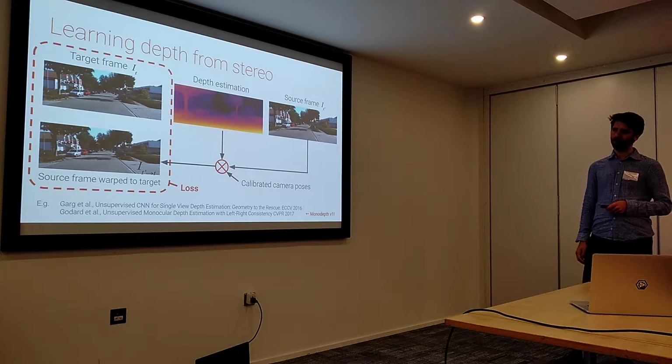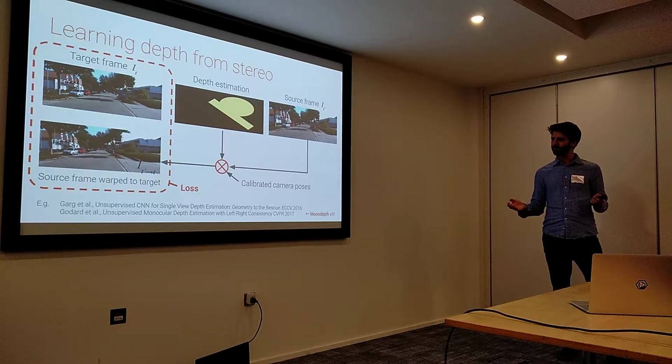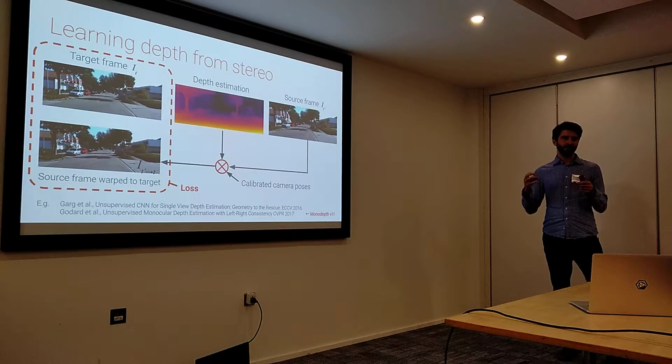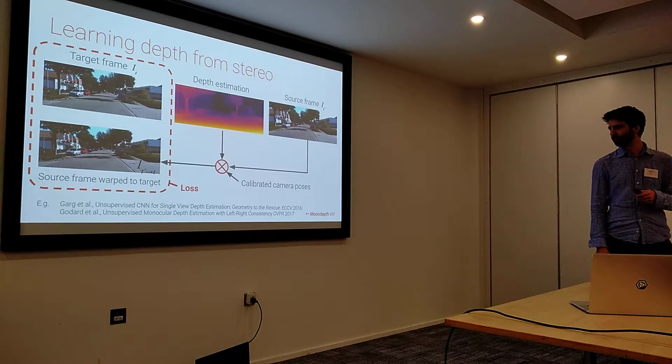So this is where we apply our loss. And you can see here that when the depths are bad, those two images look dissimilar and the loss is high. And then when eventually we progress to good depths, those two images align. So that's where our loss is. It's a photometric loss between those two images.